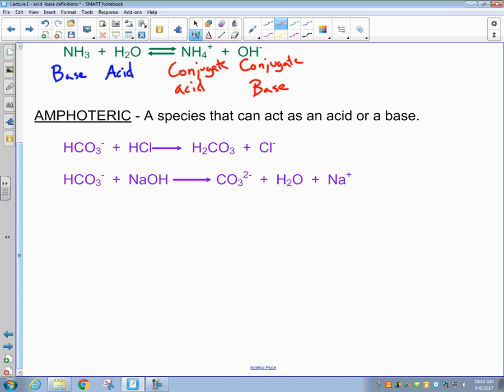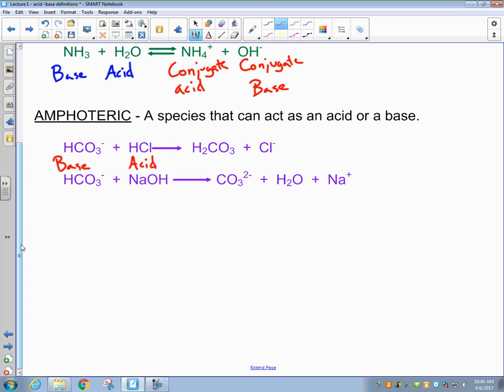If we look at the first reaction listed here in purple, the bicarbonate ion, the HCO3 1-, going from the reactant side to the product side, is gaining a hydrogen. So therefore, we would define that as our base. Likewise, the hydrogen chloride, also known as hydrochloric acid, from reactant to product side is losing a hydrogen. So we would define that, no surprise here, as an acid.